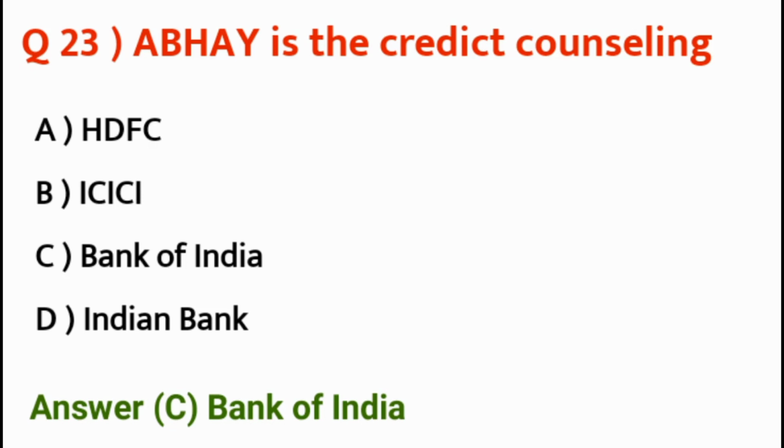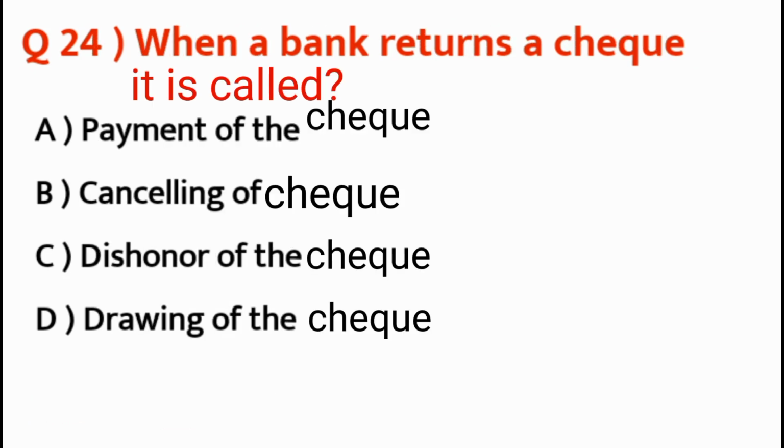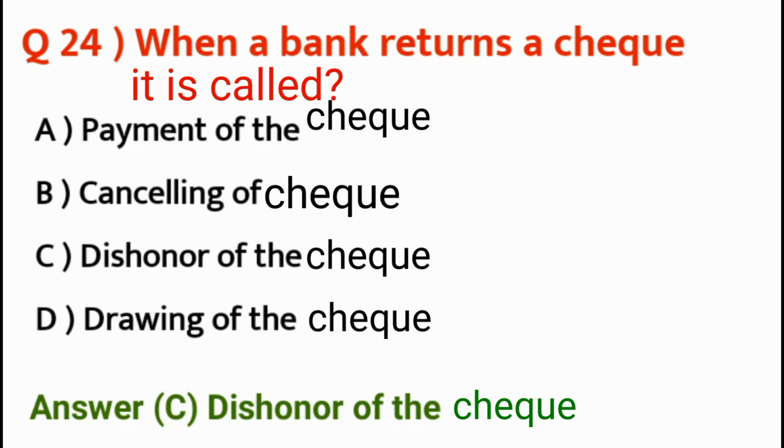Next, question number 24. When a bank returns a check, these are the options and the correct option is option C, dishonor of the check.